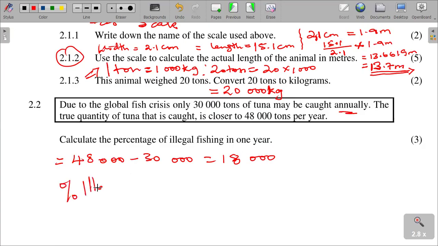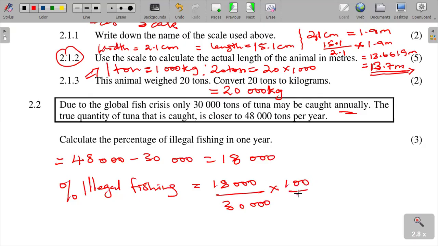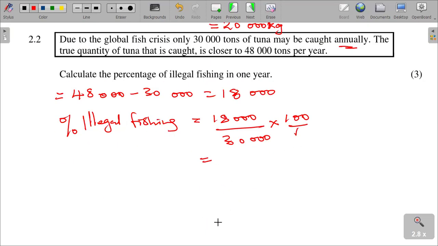So percentage illegal fishing is equal to 18,000 over 30,000, multiplied by 100, because we are saying percentage, which is going to give you 60%.